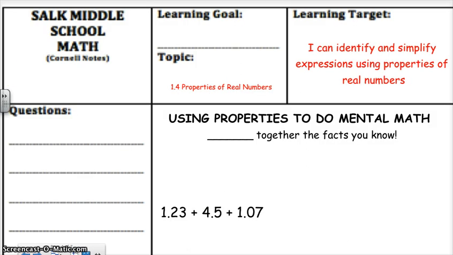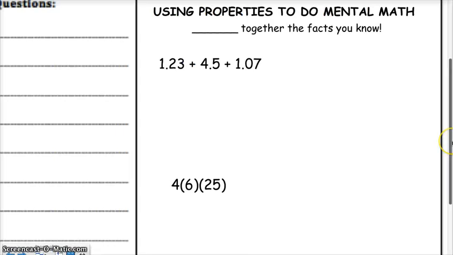We are going to use properties to do mental math. Using properties to do mental math, we always want to group facts that we know. And we know things that have to deal with tens, and we know things that have to deal with 25s. You want to do fast facts, something that you can do as fast as possible. When I'm dealing with addition, I definitely look for 10s. I look for those ending digits that end in 10.